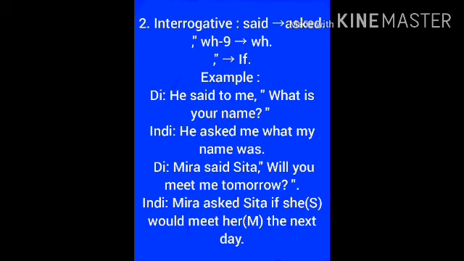Direct: Mira said to Sita, "Will you meet me tomorrow?" It is an interrogative sentence. Mira asked Sita if, because it has no WH word. For that, taking out the inverted commas, you have to write "if".